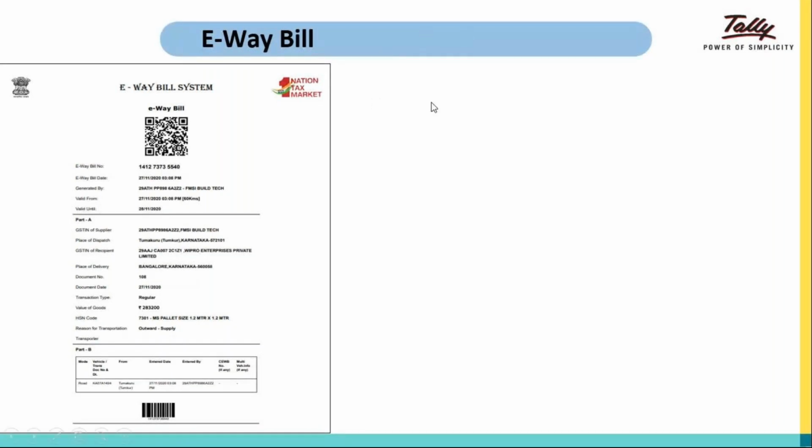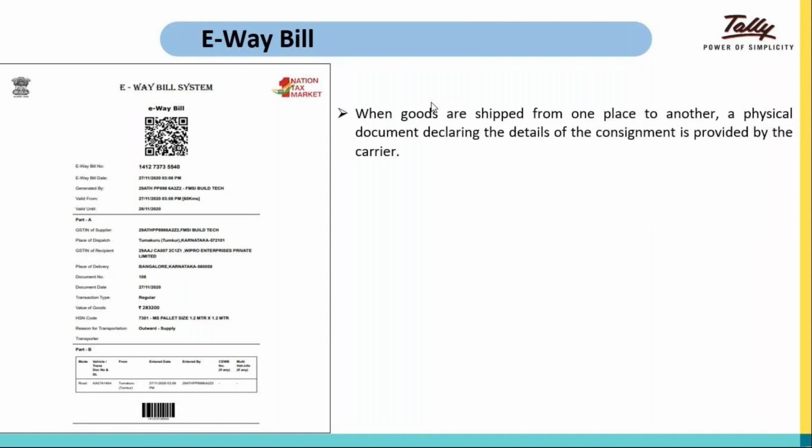Fine. So now let us understand in depth what we mean by e-way bill. The first point here says when goods are shipped from one place to another, a physical document declaring the details of the consignment. Now, what do you mean by this term consignment? Consignment means the act of transporting goods from one place to another place. So that is what we mean by consignment, or in other terms, you can also call it transportation. Both are the same.